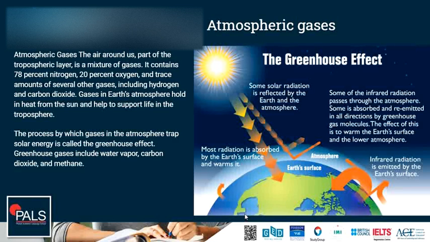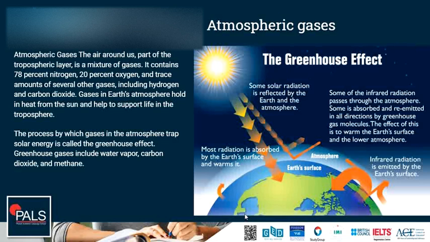Atmospheric gases, the air around us, part of the tropospheric layer, is a mixture of gases. It contains 78% nitrogen, 20% oxygen, and trace amounts of several other gases, including hydrogen and carbon dioxide. Gases in Earth's atmosphere hold in heat from the sun and help to support life in the troposphere.